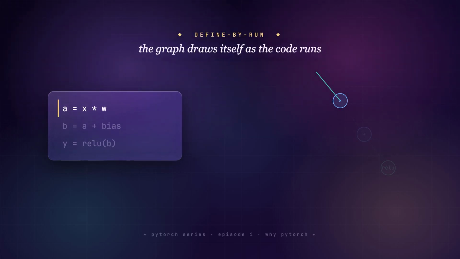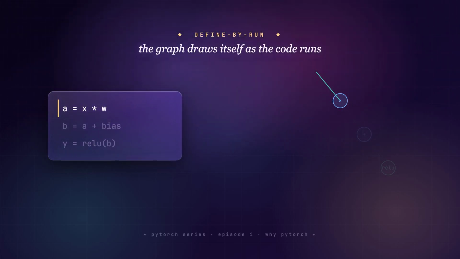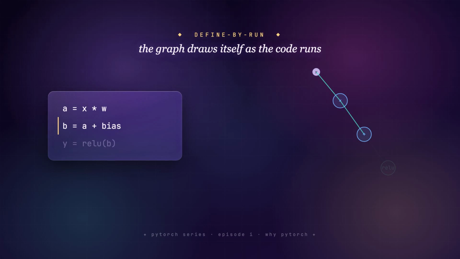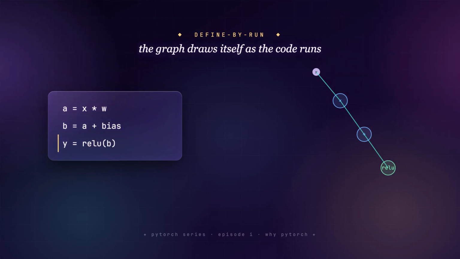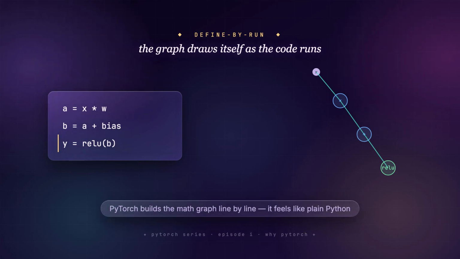Here's the thing that makes PyTorch feel good to write. It's define-by-run. As your Python executes, line by line, PyTorch draws the math graph live, in step with you. And that very graph is what Autograd will later replay backward to learn. There's no separate "compile the model first" phase. The code is the model. You write a multiply, the graph grows a multiply. It feels like normal Python, because it basically is.